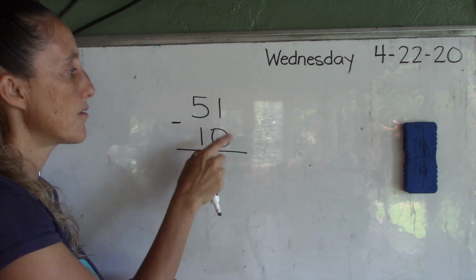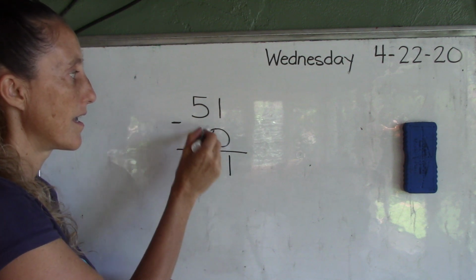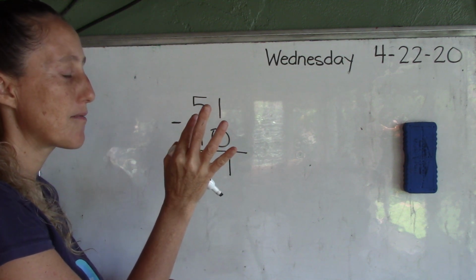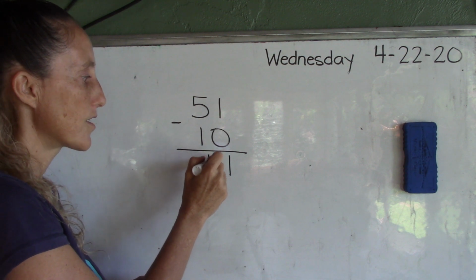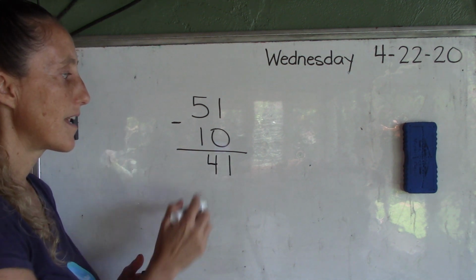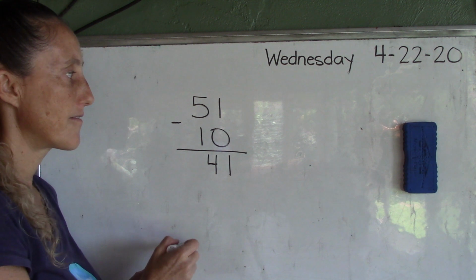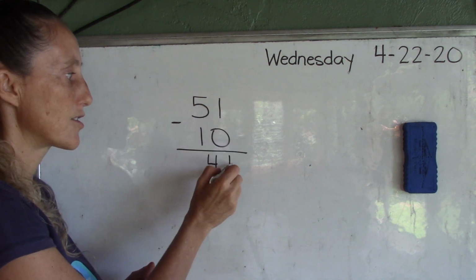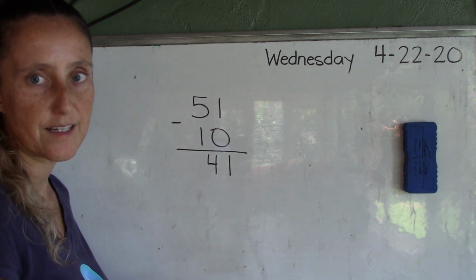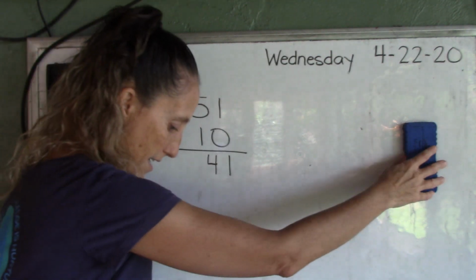So 1 take away 0 is 1. 5 take away 1 is 4. So we would have 41. And 40 is 10 less than 50, right? And then we just have to make sure we don't forget our 1. So 51 take away 10 is 41.